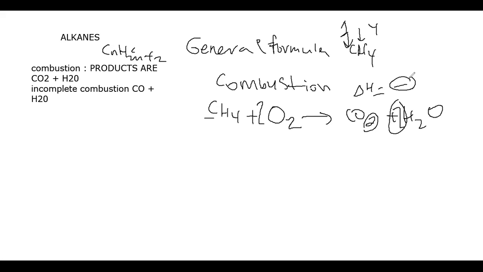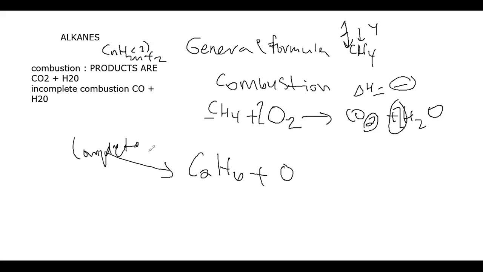All right. Incomplete combustion. Incomplete combustion means it doesn't have enough oxygen. So for an example, let's just say I have ethane, C2, how many H's will I have? If I put 2 here, 2 times 2 is 4 plus 2 is 6. So C2H6, plus, let's just say this would be the complete combustion. Plus O2 is going to give me what? Carbon dioxide and water.